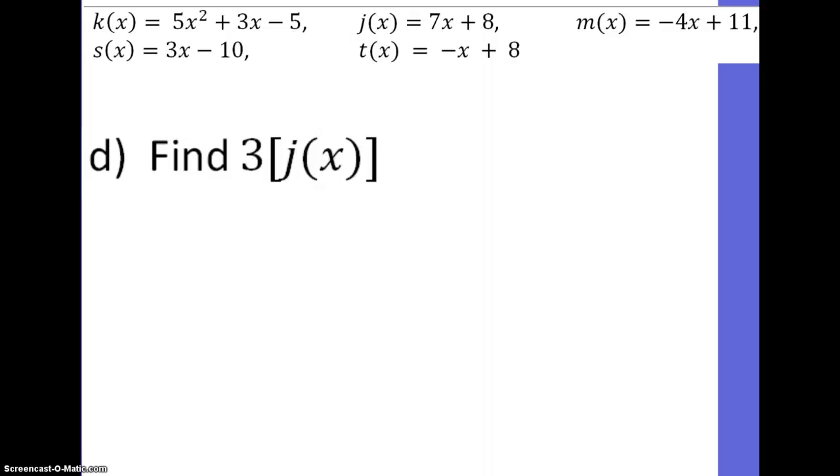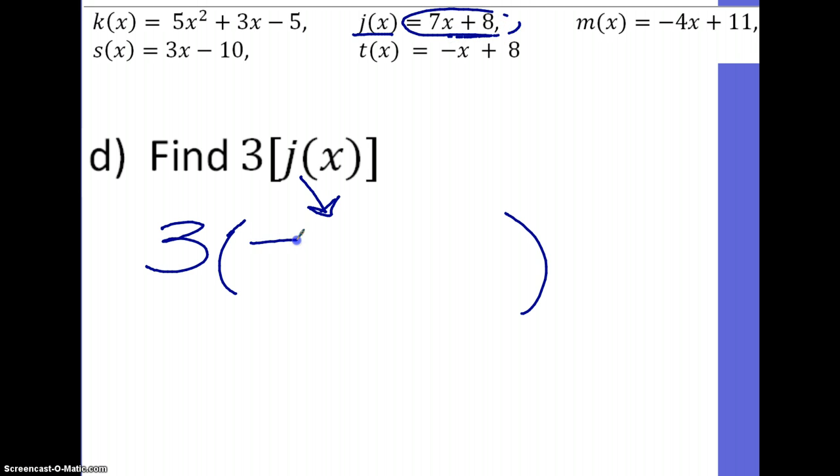The next one, it says we have 3 on the outside. And inside, we're going to plug in function j. So function j is up here. We've got 7x plus 8. So inside, we're going to write 7x plus 8.